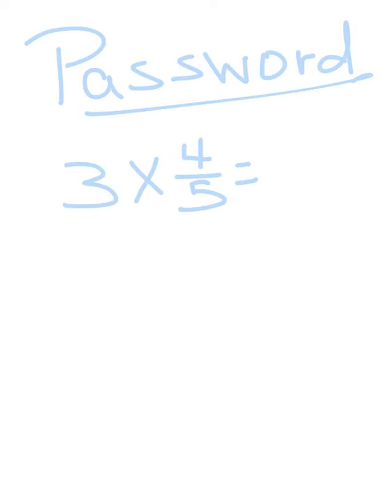And lastly, don't forget to write down your password for this evening's lesson. The password is going to be a little bit different than normal. I don't necessarily want you to solve this problem. Your password is going to be to explain why we want you to put the whole number over 1 when multiplying a whole number by a fraction. Don't forget to write that down and bring it with you to class tomorrow.